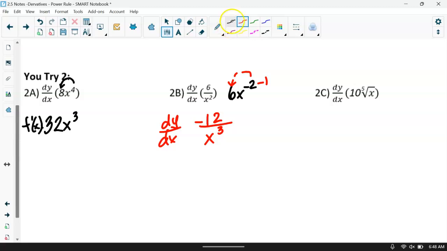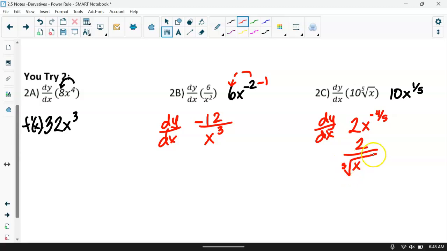Then here, when you rewrite this, you should have rewritten this as 10 times x to the 1/5. So then your derivative is 2x to the -4/5, which again, write this as 2 over, and then x, inside of our fifth root, so x to the fourth inside of your fifth root.